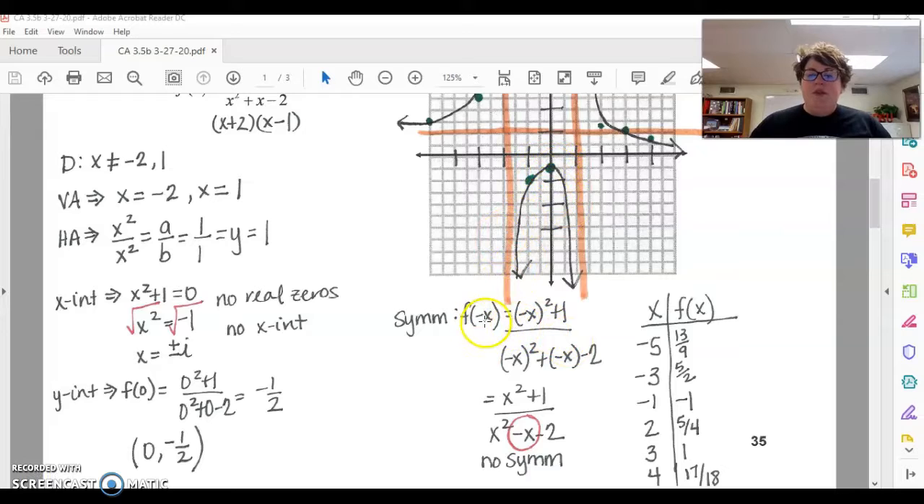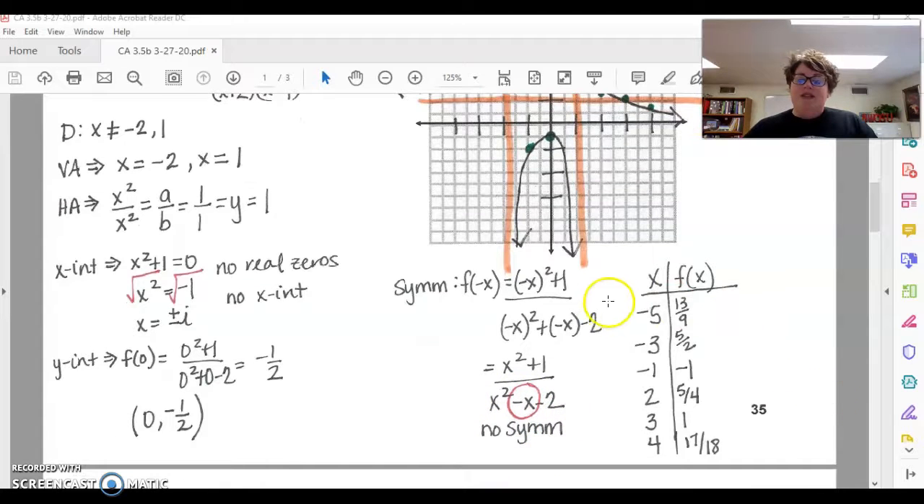Symmetry, so this is where you're putting in negative x. You're looking to see if it comes out exactly the same as you started, exactly different than you started, or if it's just a combination of the two. If you'll notice, everything went back exactly the same except this negative x. So because of that, there is no symmetry, so that can't help us out with the graph.